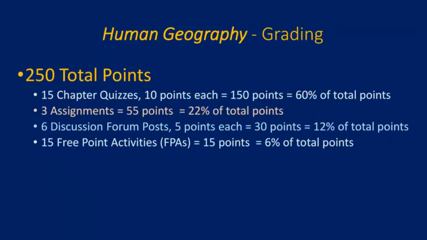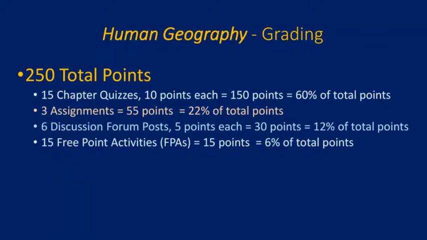In terms of the grading, there's 250 total points for the semester. And you can find the grading scale in the syllabus, and I'm not going to cover the grading scale. But where do these 250 points originate? Where do they come from? We've got 15 chapter quizzes, so each chapter has a quiz, and those are worth 10 points each, and so that's 150 points, or 60% of the total points for the semester.